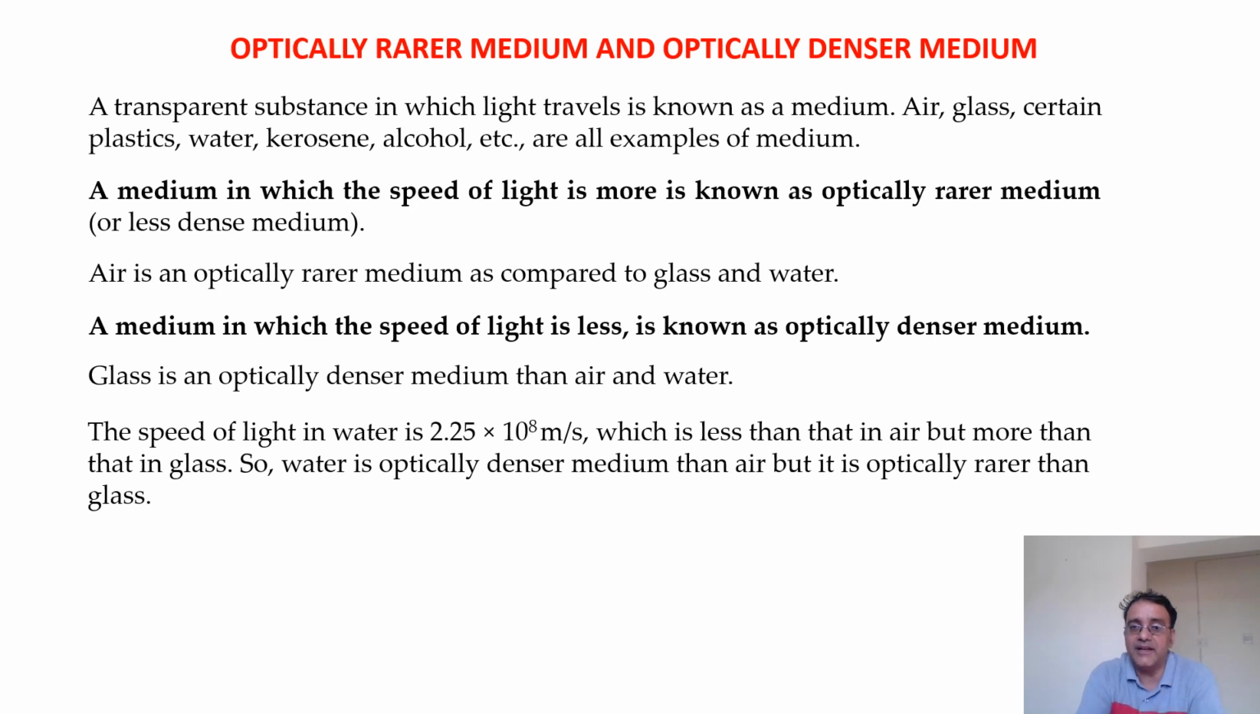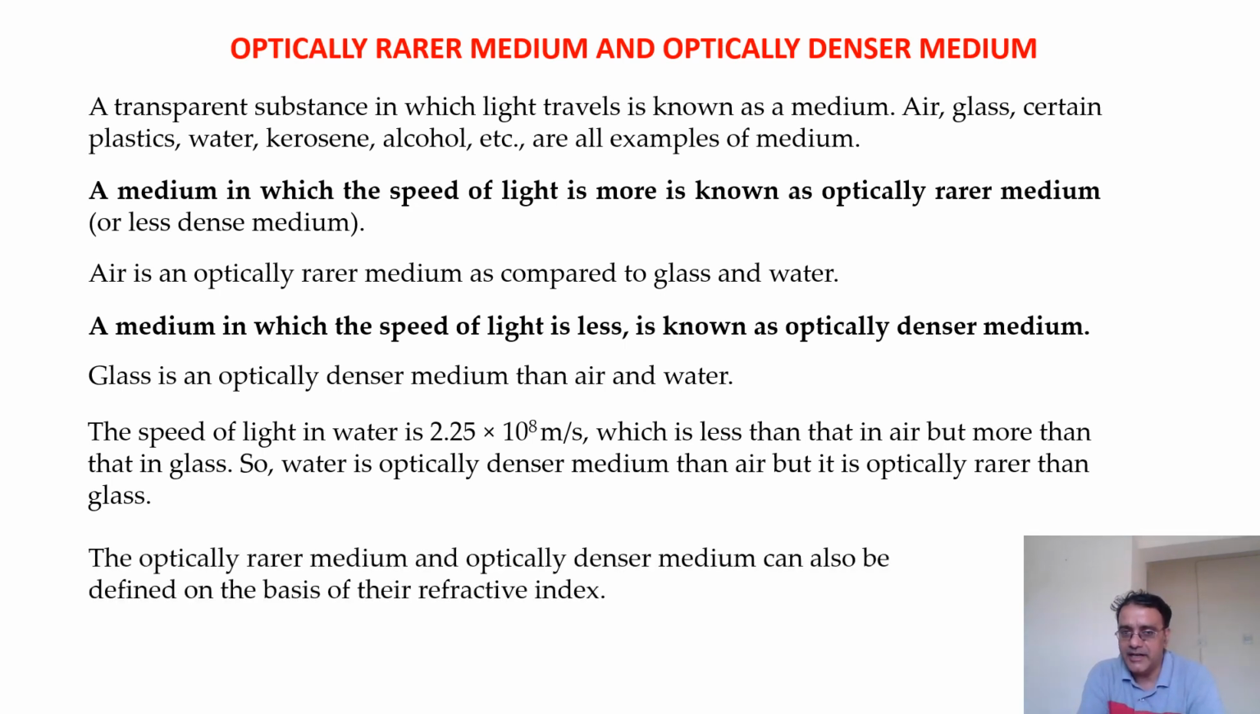Now the speed of light in water is 2.25 into 10 to the power 8 meter per second, which is less than that in air but more than that in glass. So water is an optically denser medium than air, but it is optically rarer than glass, क्योंकि glass से comparatively the speed of light water में ज़्यादा है. Okay.